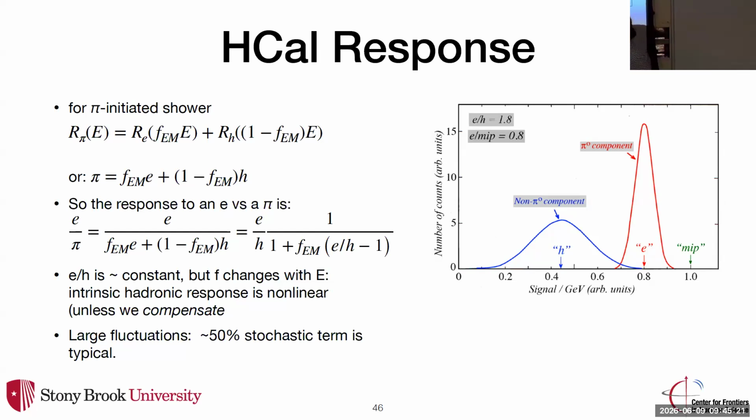We discover that it is just not linear. The response to an electron versus a hadron is roughly flat, or roughly constant with energy, but the rest of this stuff changes with energy. So if we wanted to, on average, correct the energy that we observe back up to the true energy with some scale factors like we did for sampling calorimeters, it's just not going to be linear. It's also got a huge spread. So large fluctuations mean that when you see that same error budget for hadronic calorimeters, you're going to see a much larger stochastic term.